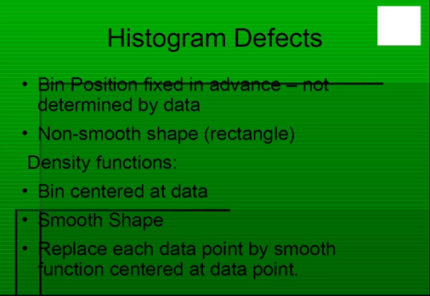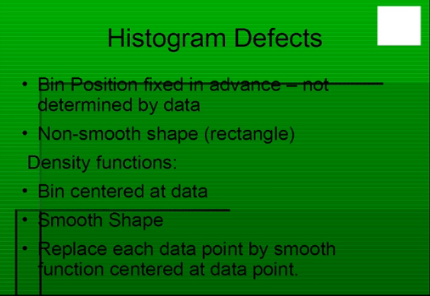This decision is made without actually looking at the data. And the other thing is that in the histogram, every point is represented by a rectangle, and no matter where in the bin that point is, the same rectangle is chosen to represent that point. So the density functions avoid this problem because each data point gets a bin which is centered at the data itself. So if the data is near the start of the bin, it gets a rectangle or some other shape which is centered around the data point rather than being fixed in advance.